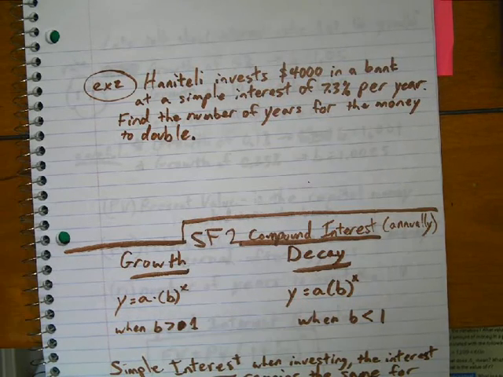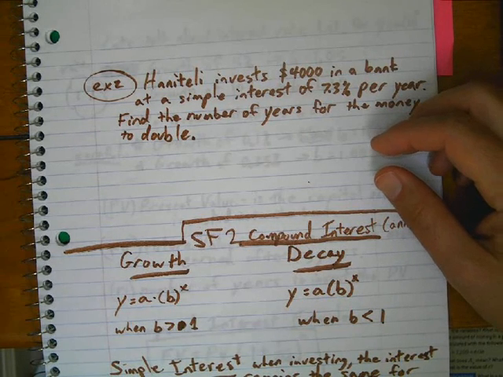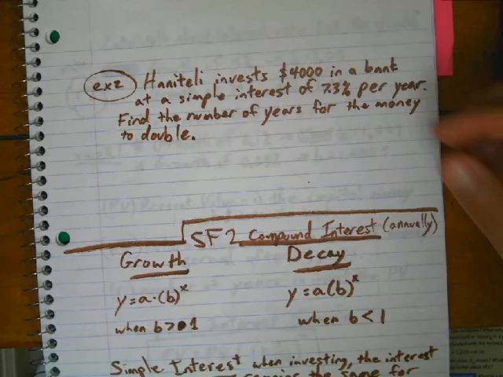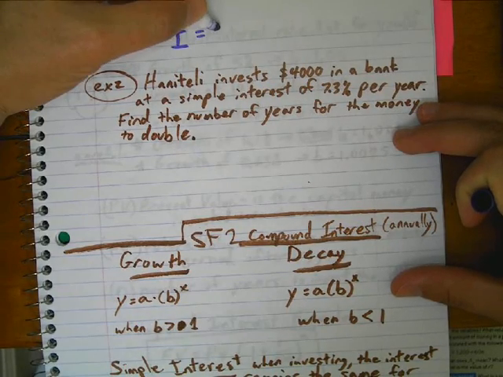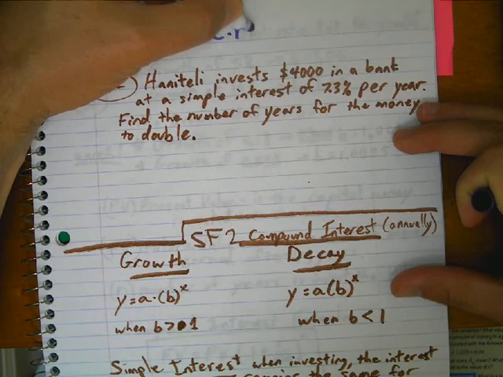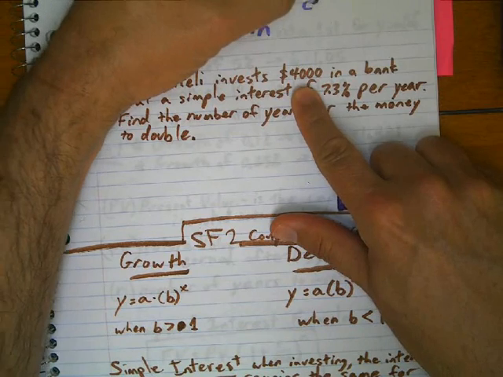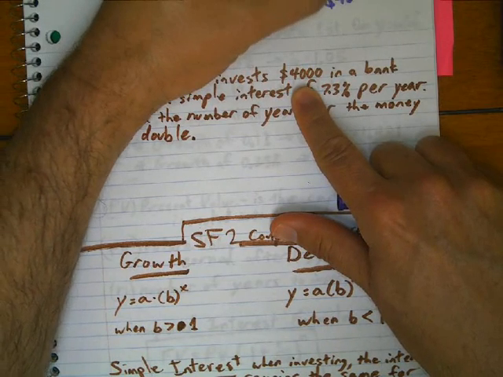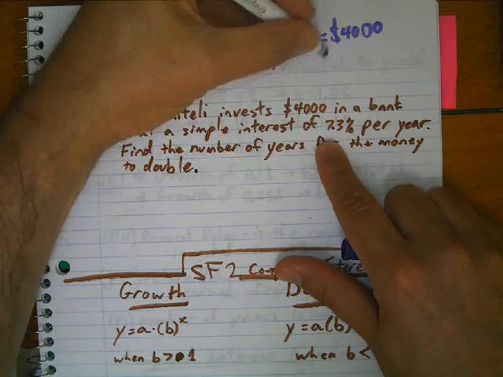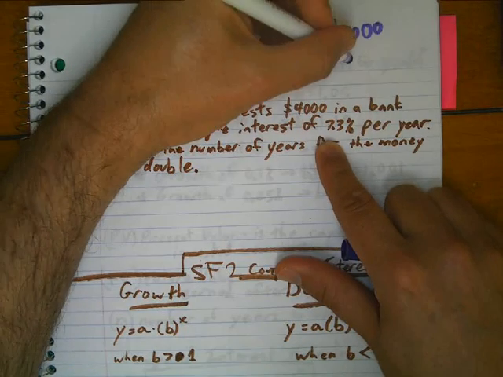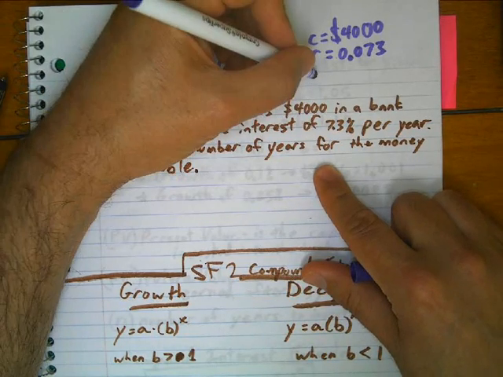So I start off with my formula that we had, which was that interest equals C times R times N. And you know that C equals $4,000. The rate equals 0.073, and we want to find N.